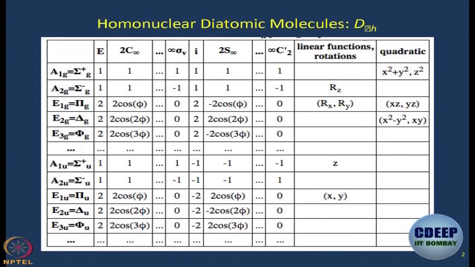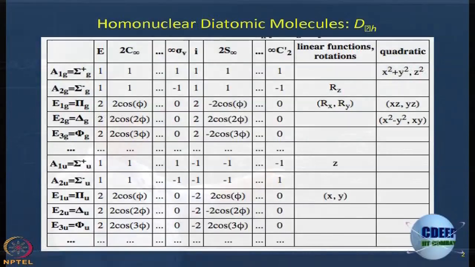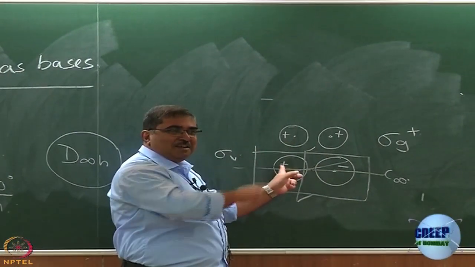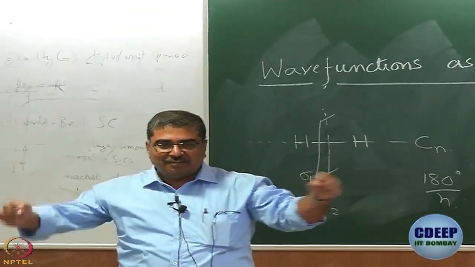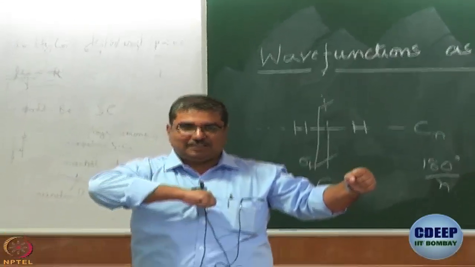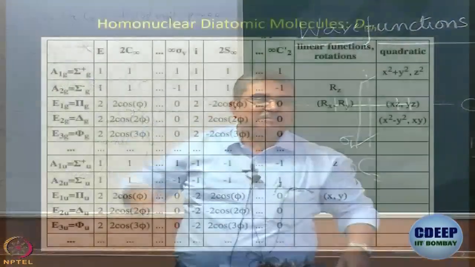What do we have? 1, 1, -1, -1. S infinity? Rotation and then reflection. So, the lobes interchange, okay, -1. C2 dash? Exactly. Do not forget this is C2, right. So, you do a C2 dash, plus and minus lobes interchange, okay. Plus minus, where is C2? Here. So, interchange like this.